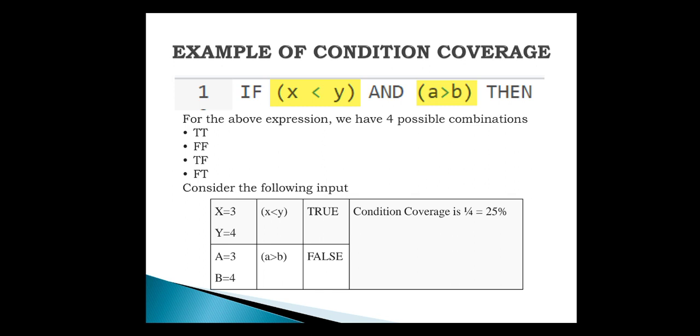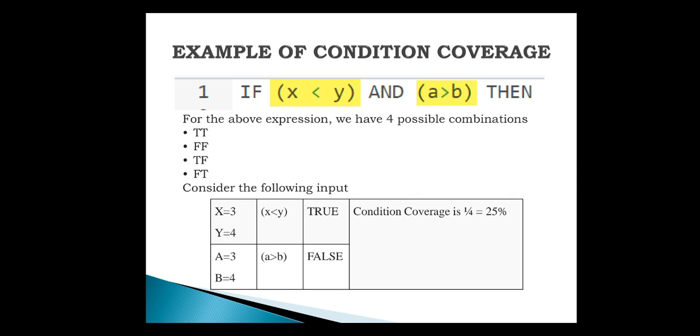So within these two conditions we are using the logical operator, that is AND. So at least one condition from these two conditions must be satisfied, then only the below code is going to be executed, right? For the above expression there are four possible combinations: first condition true, second condition true; first condition false, second condition false; first true, second false; and first false, second true. So TT, FF, TF and FT.